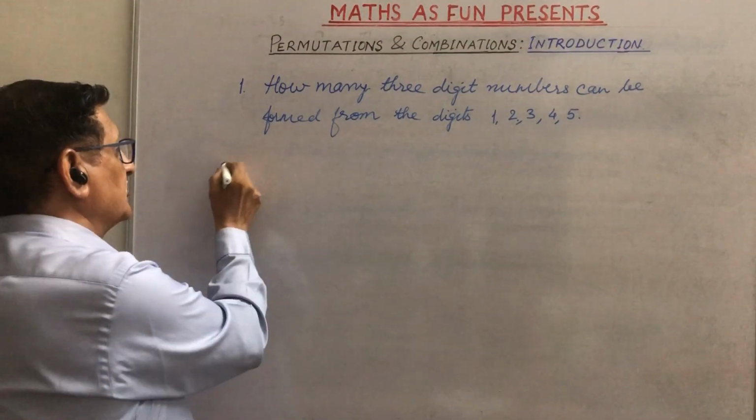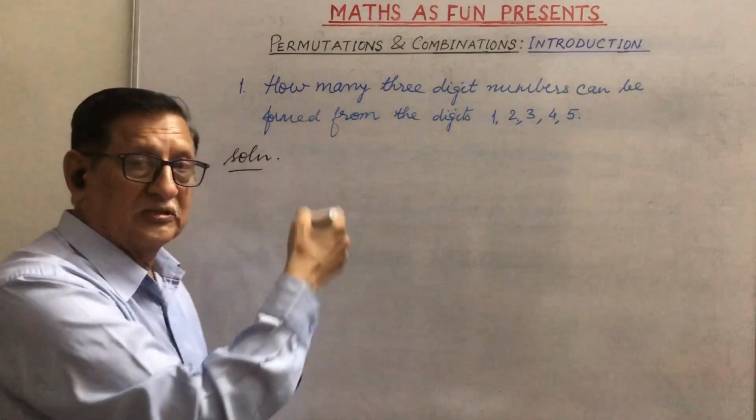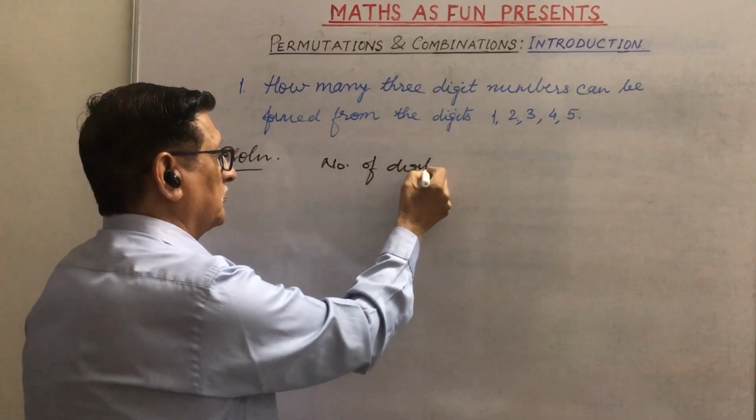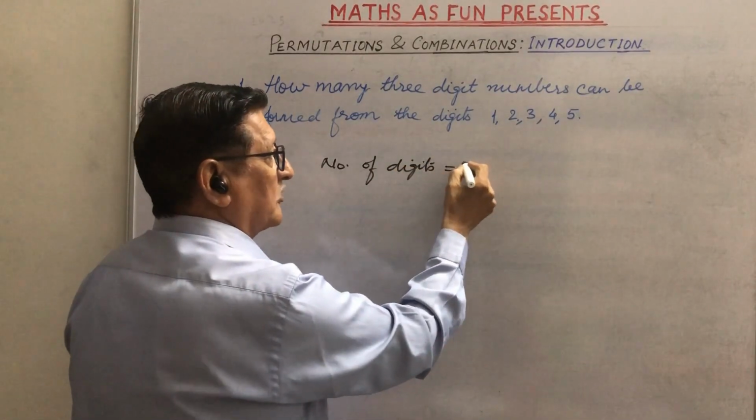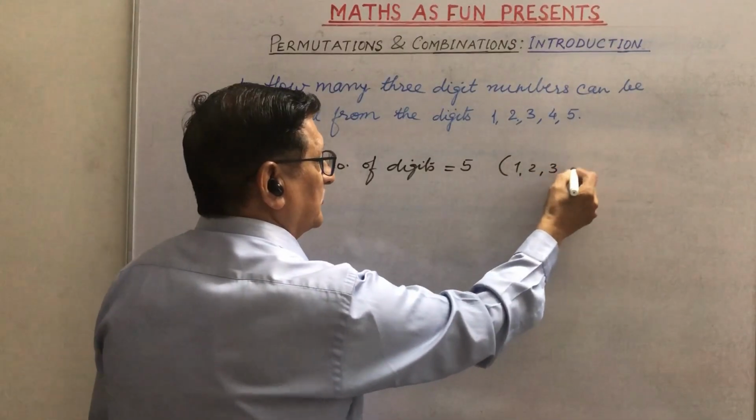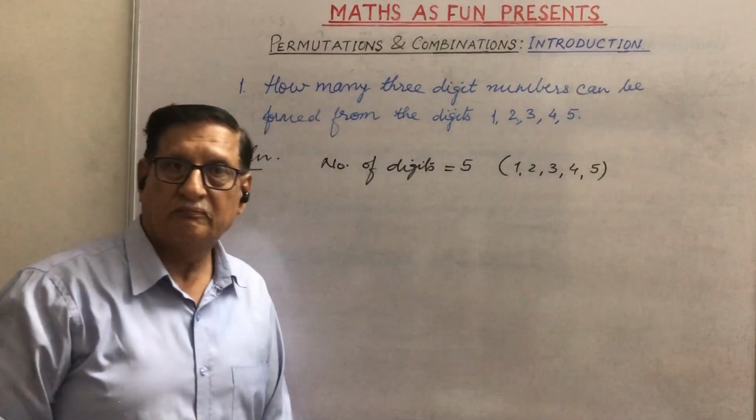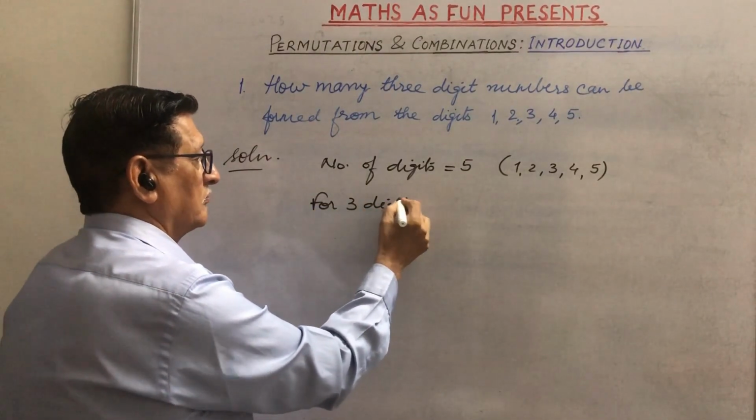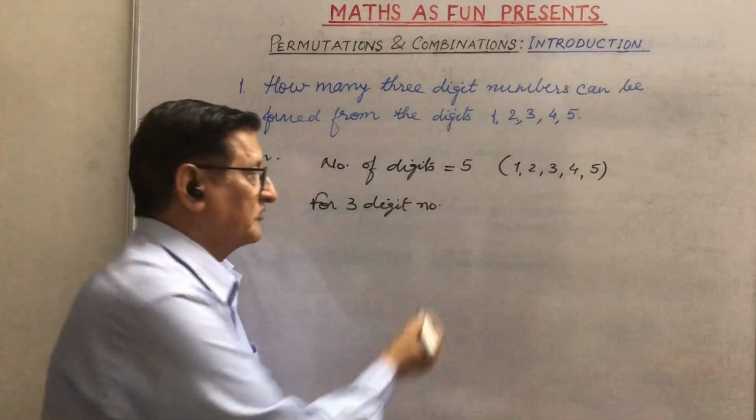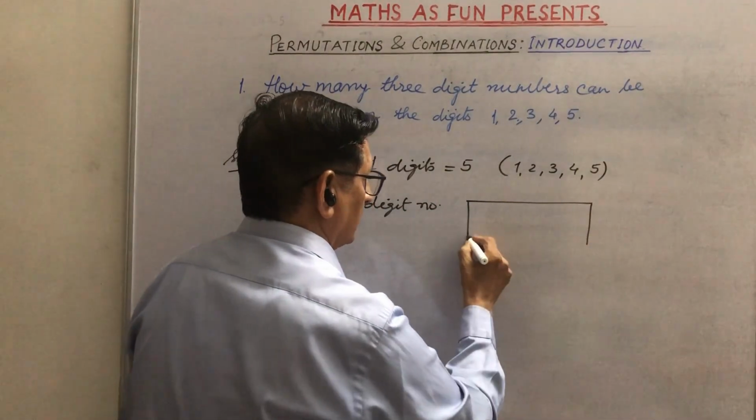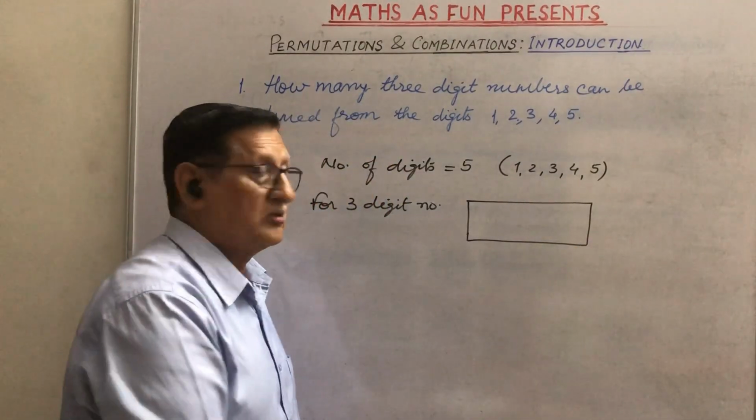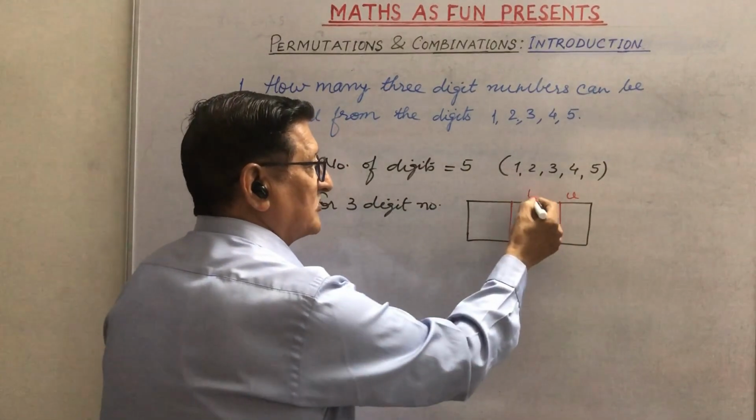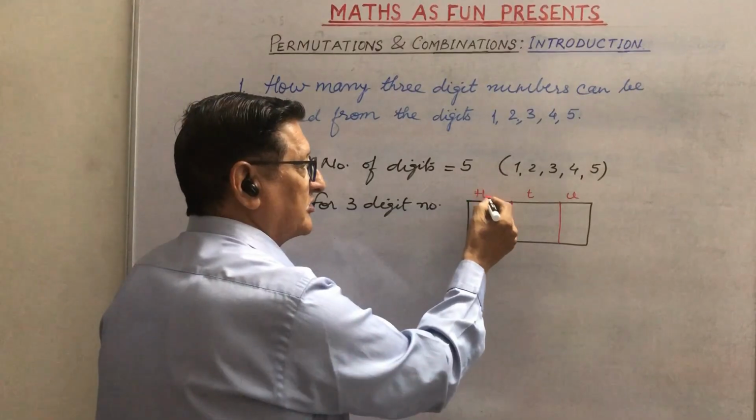To understand the solution of this, we know that the number of digits given to us is equal to 5. That is 1, 2, 3, 4 and 5. For a 3-digit number, we have 3 places. This is the units place. This is the place of tens. And this is the place of hundreds.